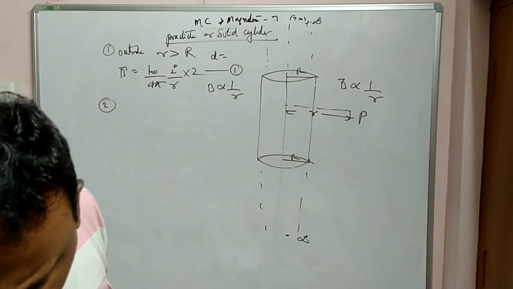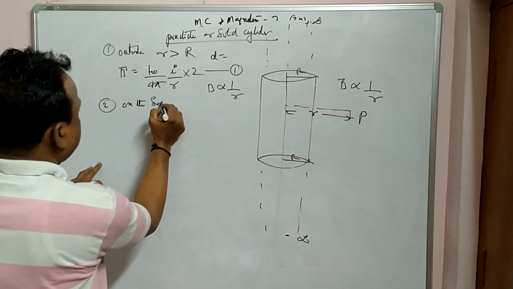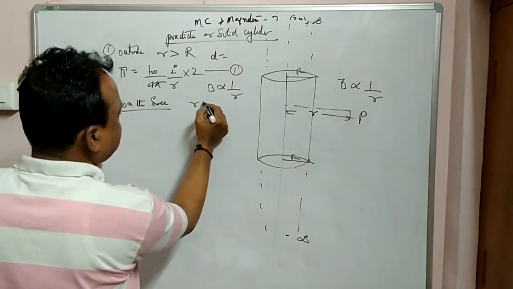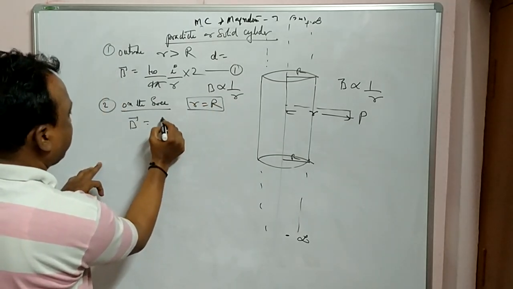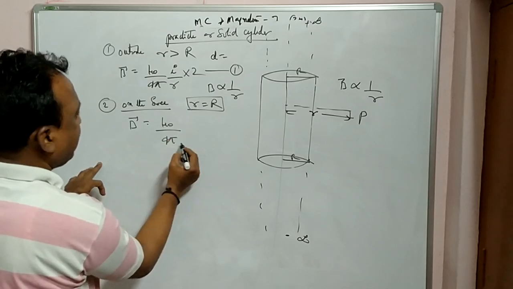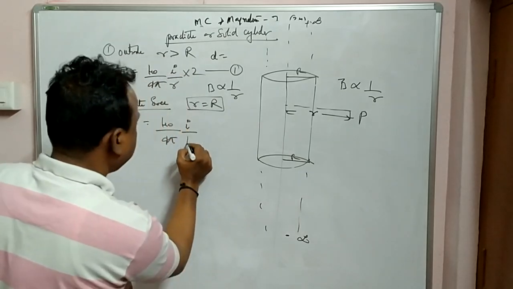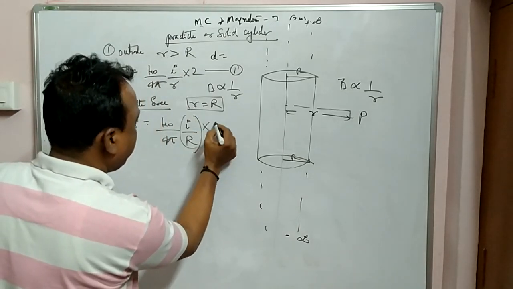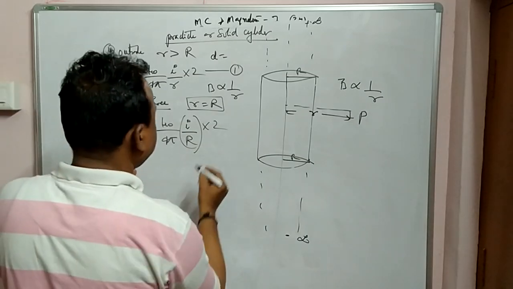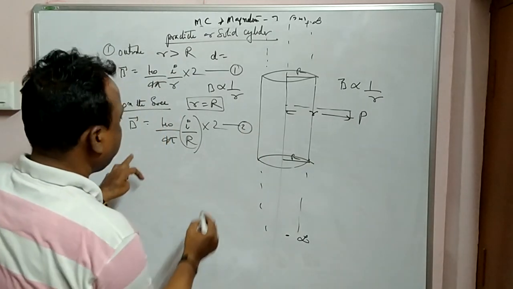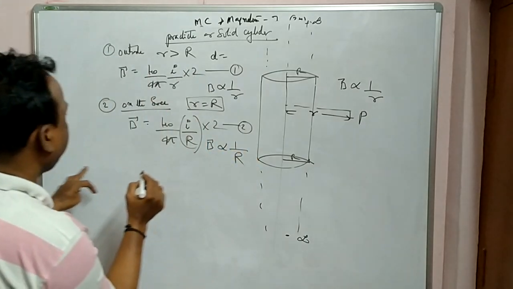Solid cylinder, surface. On the surface means r is equal to capital R. Therefore the magnetic field is again mu naught by 4 pi into I by D, with D as R, into 2, the same formula as for a long wire. The only thing changing here is R, the surface. This is the second one. Here also you can observe the magnetic field is again inversely proportional to capital R.